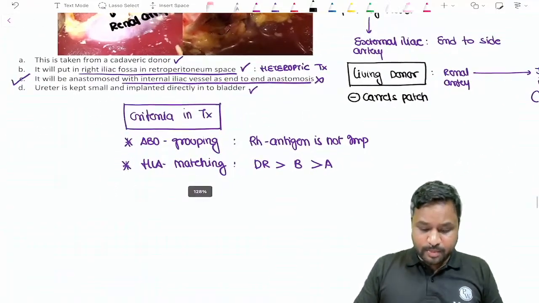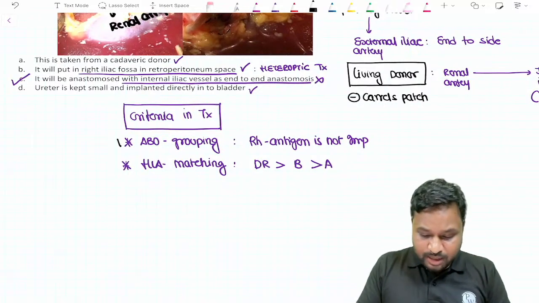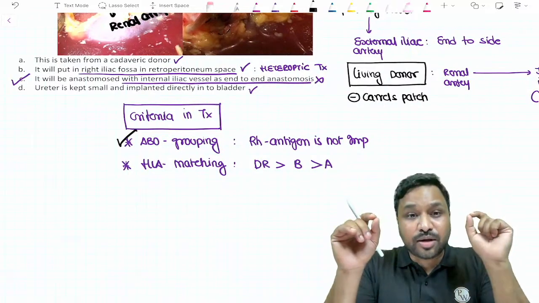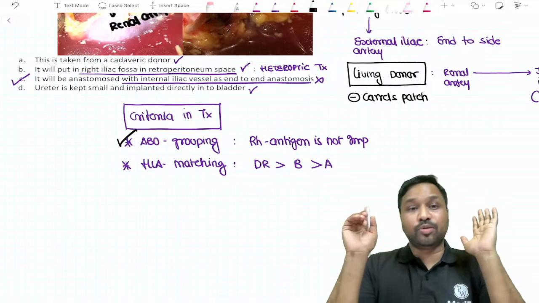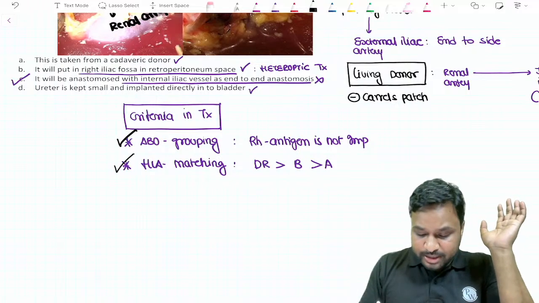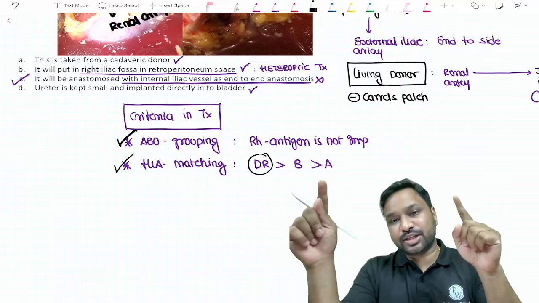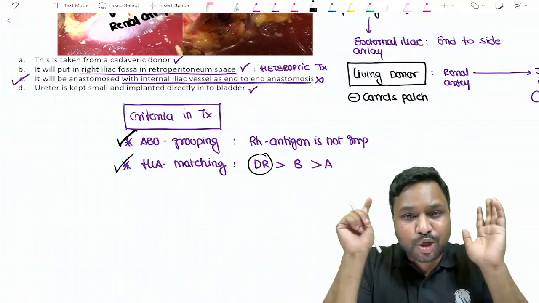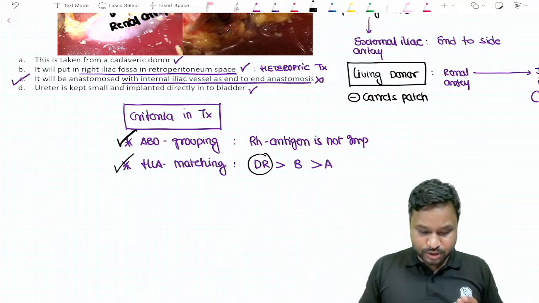Nothing more is important. Remember the criteria for transplantation. ABO grouping, Rh antigen is not important, but remember the blood group should match. In HLA, the most important HLA which has to be matched is HLA-DR, then HLA-B, and then HLA-A. That is the sequence that you have to remember, right?